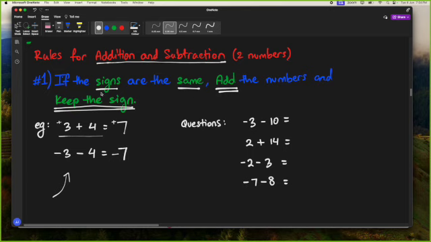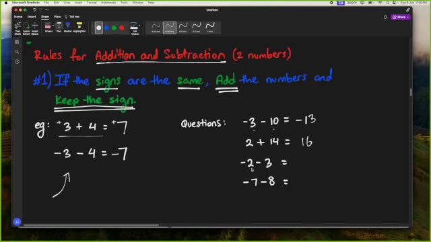Questions, when the signs are the same, so you can see this is a -3 and a -10. The signs are the same. So 10 and 3 is 13. You just add them and you keep the sign, -13. You can see here 2 plus 14. The signs are the same, so you add them, 14, 15, 16. And you keep the sign. The sign is positive, so I don't need to put anything there.